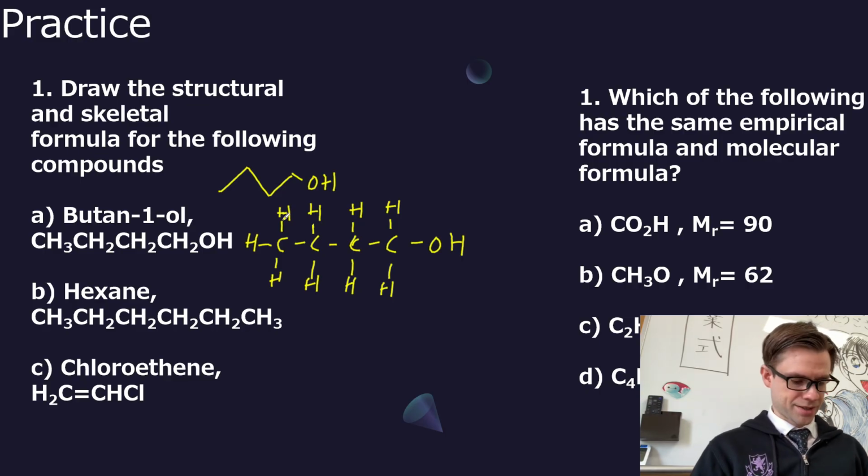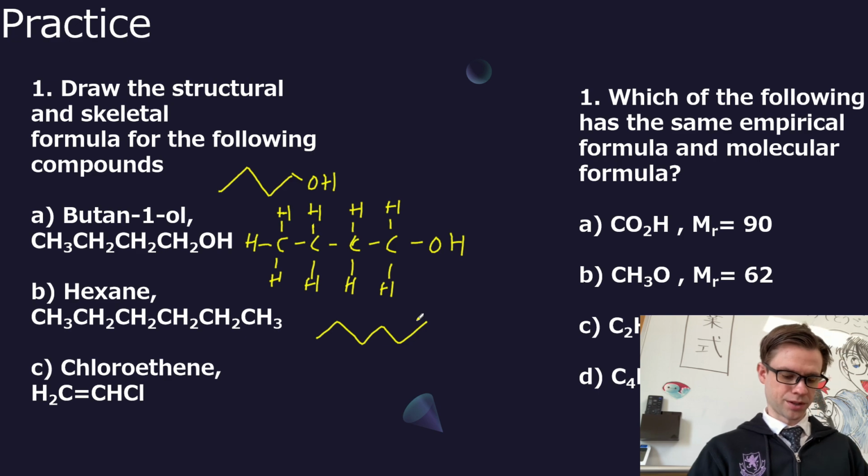All right, B, hexane, 6 carbons in a row. CH3, CH2, CH2, CH2, CH2, CH3. 1, 2, 3, 4, 5, 6. It will look like this zigzag chain with 6 corners.